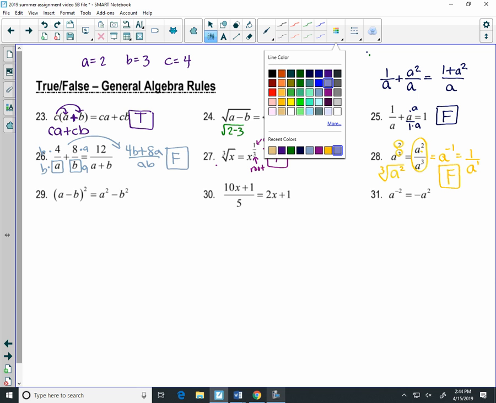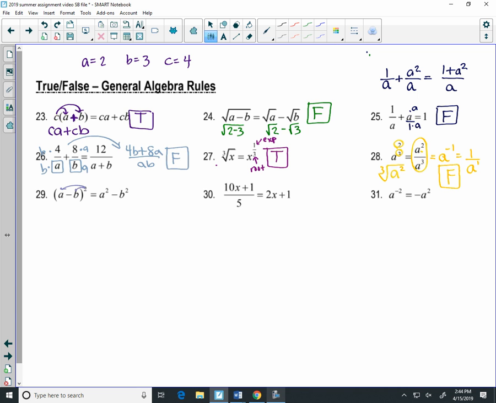29, one of my faves. We can't distribute the square in over that negative. You could distribute that squared in if you had A times B. Absolutely. But A minus B squared is A minus B times itself, which of course is going to have a middle term. And negative B times negative B is positive B squared. So that guy, totally false.